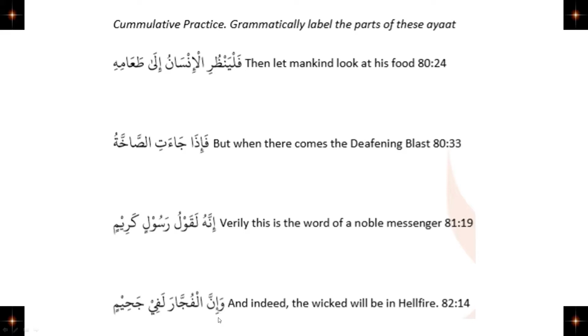MashaAllah. Okay, so let's do the i'rab. Wa innal fujjar lafi. Because before we do the i'rab, is there a fragment in the sentence? If there is, what is the fragment? Is there a fragment? Yes. Then you tell me what. If no, then it's no. We are done. Is there a fragment, and what are the fragments? Yes, idafa, mashallah. Which part of it is the idafa? Which part of the ayah is idafa?